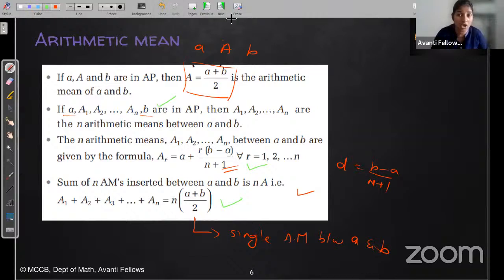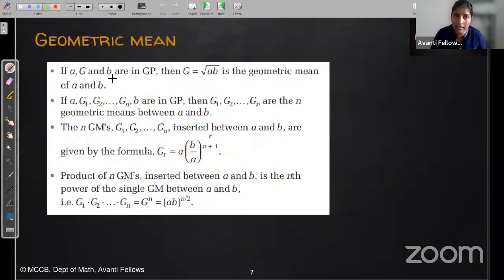Next is geometric mean. So what does geometric mean? G is said to be the geometric mean between A and B, and it is given by G = root of A into B. If we have three terms in GP, that is A, G, and B, then we call G the geometric mean of A and B, and it is given by G = root of AB. This is the value when a single geometric mean is inserted between A and B.